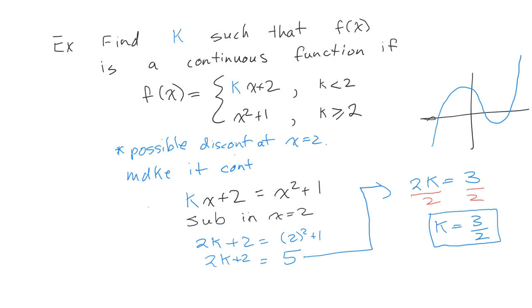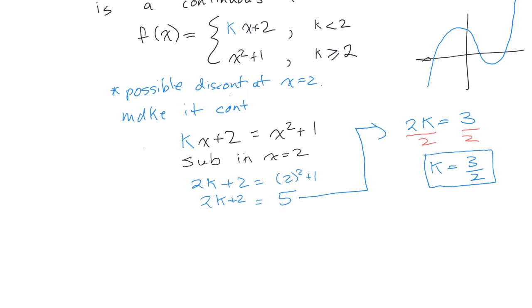Now, to finish this problem, you just say, to make the function continuous, k must equal 3 over 2.